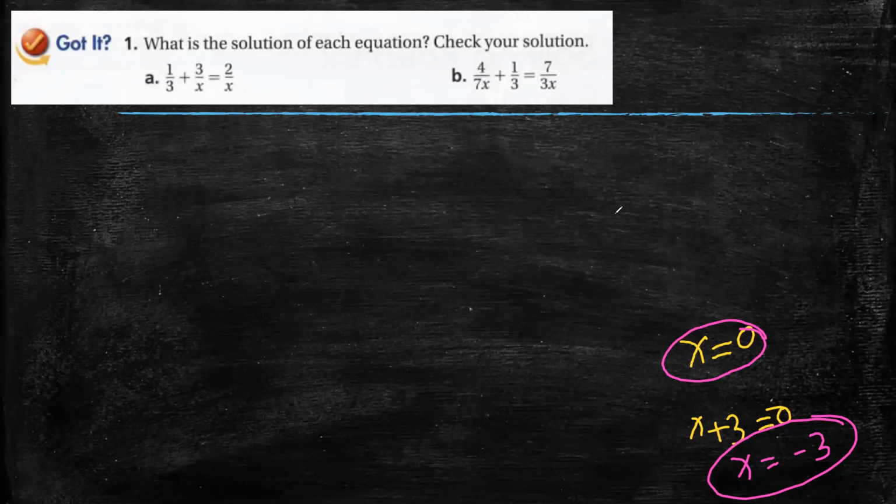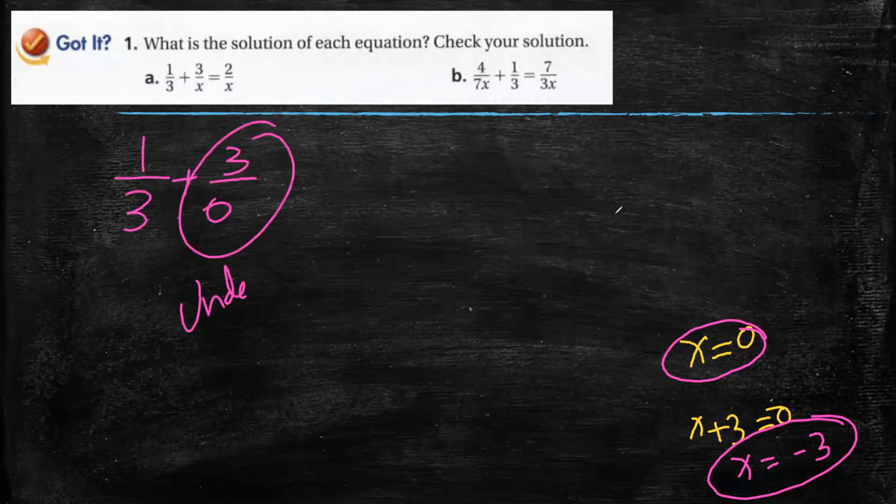Yes, exactly. Thank you so much, Farah. 0 cannot be a solution. Why? Because here you have 1 over 3 plus 3 over 0. This 3 over 0 is undefined. So I will say that 0 must not be a solution. It's impossible to be a solution.